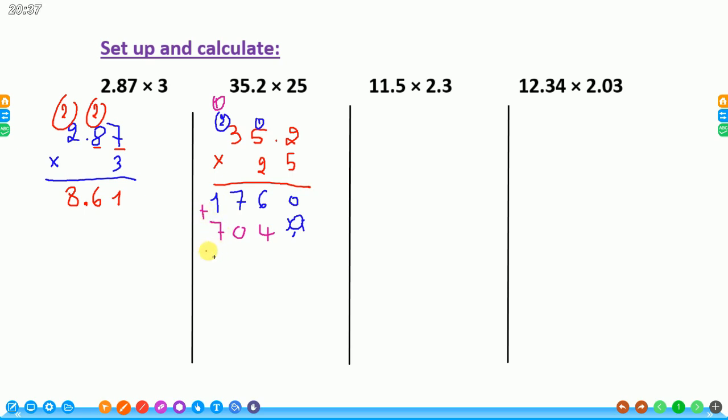Then I add the two numbers. 0 plus 0, zeros. 6 plus 4, 10. 0, I carry 1. 7 plus 1 plus 0, it's 8. And 1 plus 7, it's also 8.